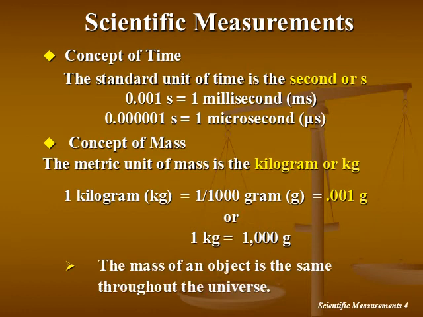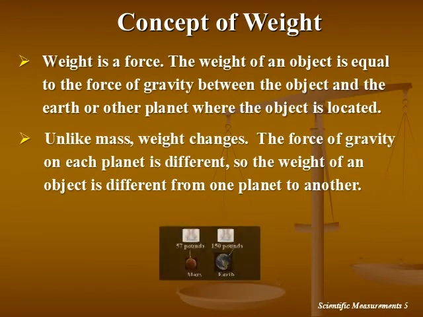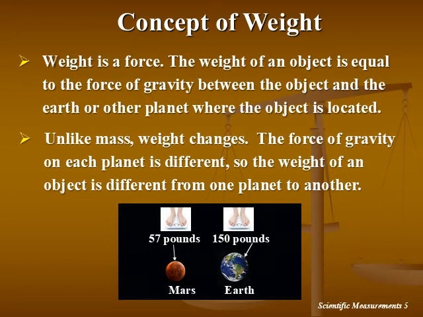The mass of an object is the same throughout the universe. As we will discuss shortly, mass and weight are different, although they are connected. Weight is a force. The weight of an object is equal to the force of gravity between the object and the Earth, or other planet where the object is located. Unlike mass, weight changes. The force of gravity on each planet is different, so the weight of an object is different from one planet to another. A person who weighs 150 pounds on Earth would weigh just 57 pounds on the planet Mars.